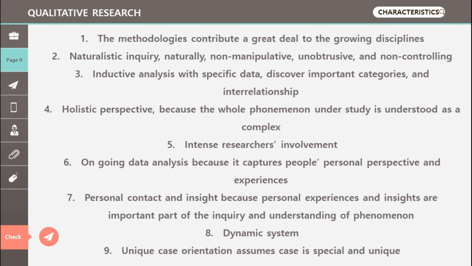Qualitative research is also a dynamic system because it captures people's personal perspective and experiences. And the last characteristic is that qualitative research is unique case orientation, assuming each case is special and unique. Overall, the main difference between quantitative and qualitative research problems is that a research problem is best studied using the quantitative approach if the issue needs to be explained. But if the issue needs to be explored, the problem is best addressed by the qualitative approach.